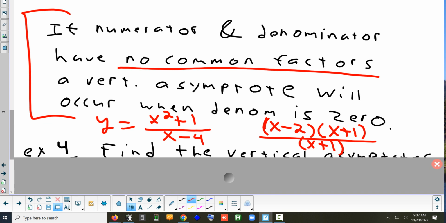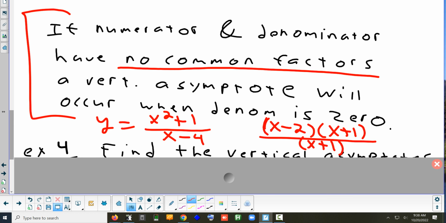Yeah, x plus 1. So normally you would say you can't use negative 1. And you're right, you can't. You can't use negative 1 because it would cause you to divide by 0. But you will not have a vertical asymptote at negative 1 because of this common factor. This common factor, it's like it cancels out the vertical asymptote. You still can't use negative 1. You just don't get a vertical asymptote. So any question on what I mean by a common factor?